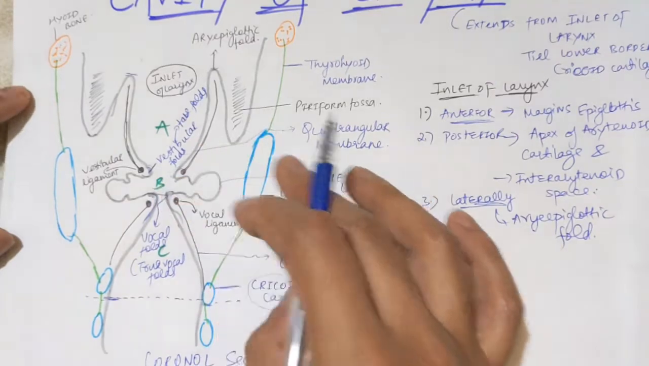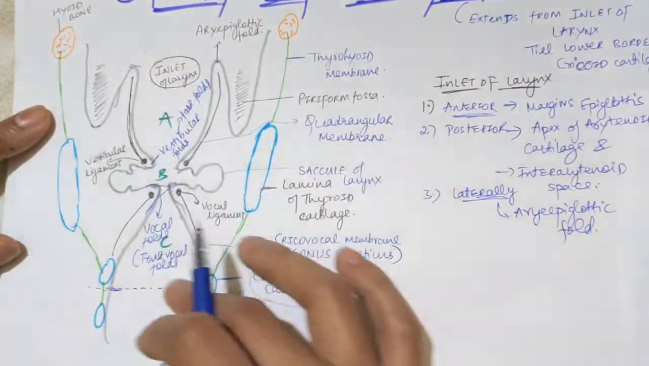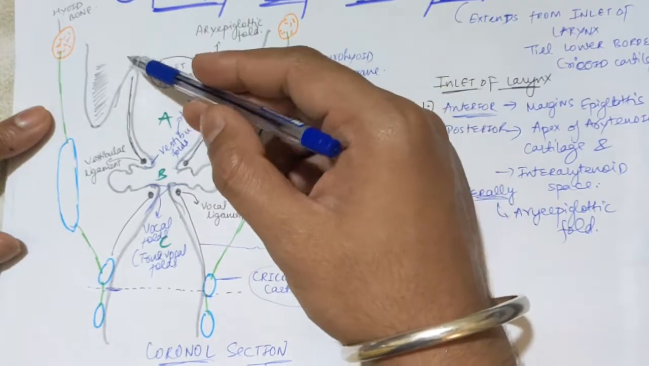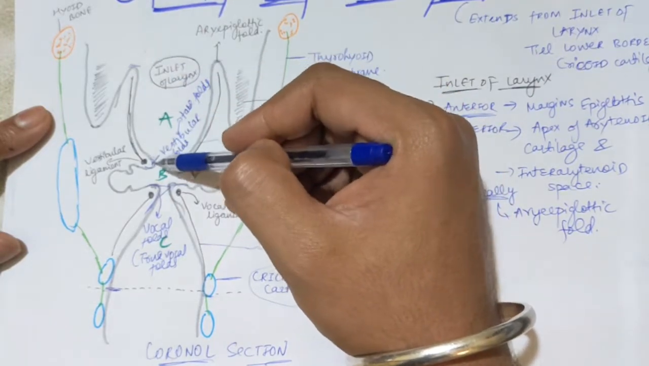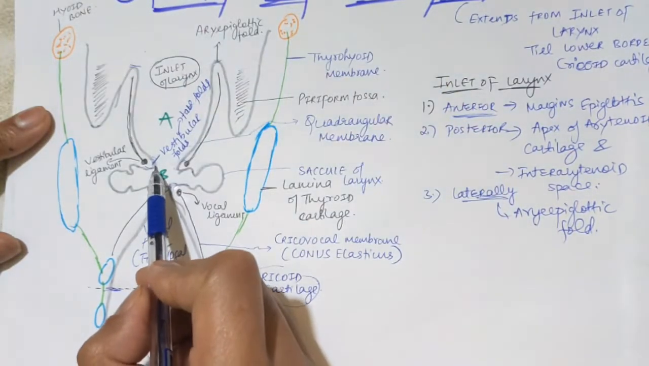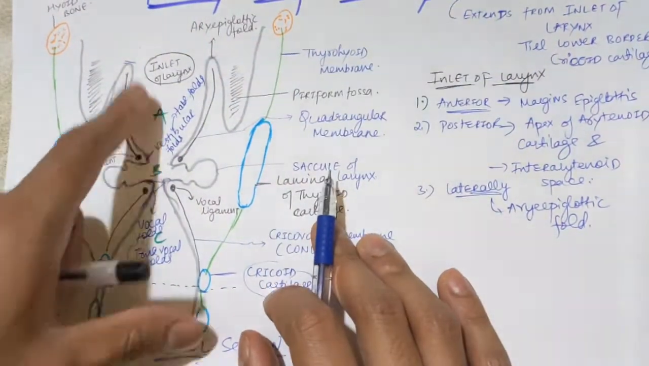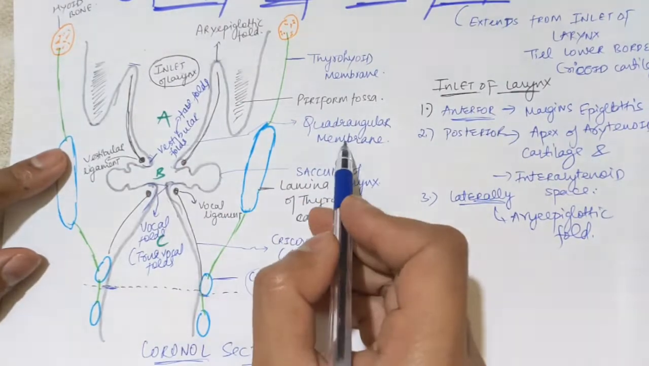Okay, so these are forming the cavity of larynx. From the above side there is one pair, the vestibular fold, which is extending from the epiglottis. This mucous membrane is forming a bulge here and is forming the vestibular fold. The membrane that is coming together with this mucous membrane is your quadrangular membrane.